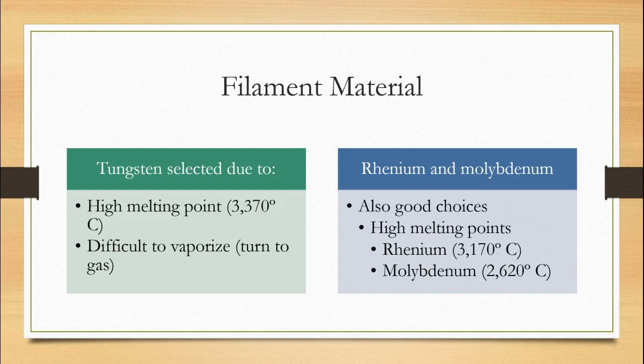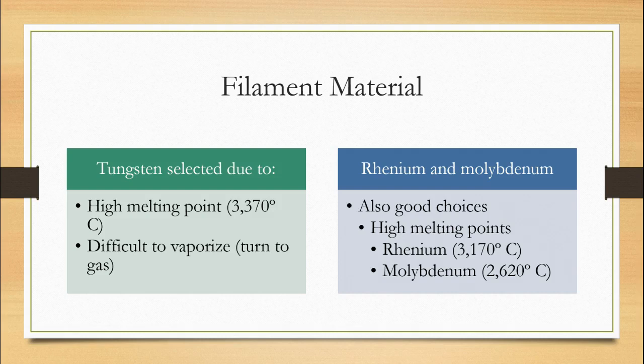So the filament material is tungsten due to its high melting point. The melting point of tungsten is 3,370 degrees Celsius. And we like that really high melting point because it's difficult to vaporize, which means turn to gas. It still does have a little bit of vaporization with each exposure. So it is turning to a gas, which gives you a gassy tube. You can put a mirror around the tube and eventually cause arcing with the high voltage and ruin your tube. So it is a metal that is difficult to vaporize. That's why we like it.